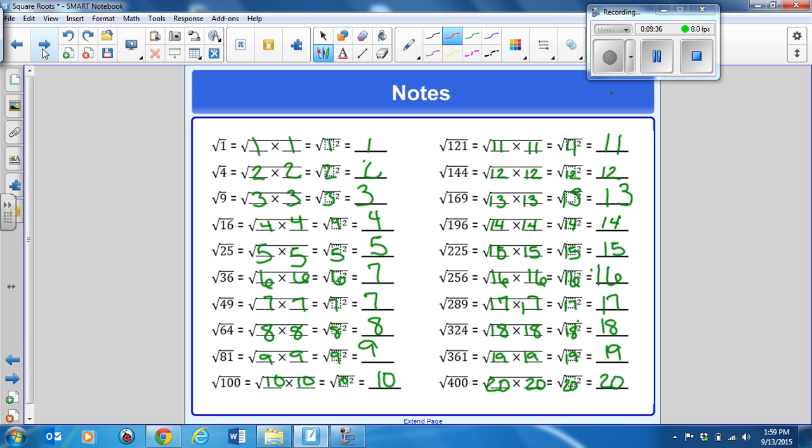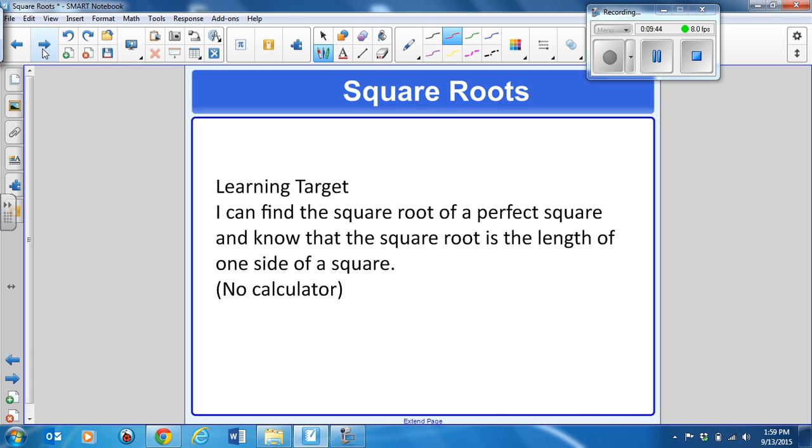Alright, here are the answers. Go ahead and pause the video here if you do not have all of these listed. Alright, so what you should be able to say is that you can find the square root of a perfect square and know that the square root is the length of one side of a square. And you should be able to calculate all of these without a calculator.